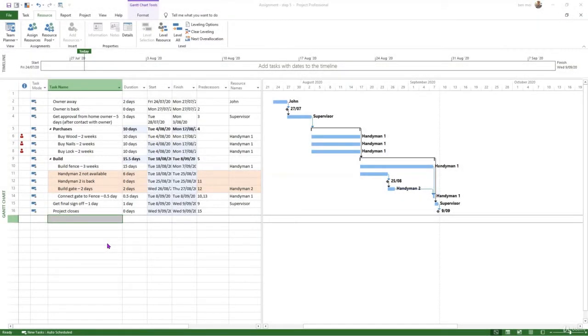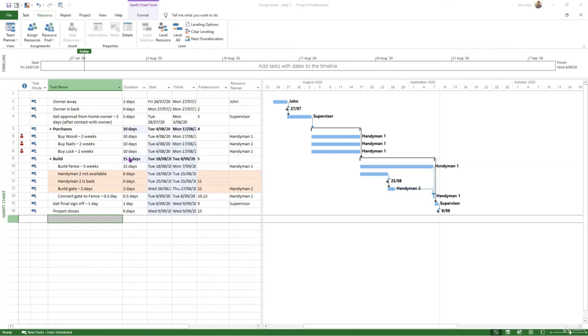So let's review quickly the resource leveling. Resource leveling is Microsoft Project functionality that prevents one resource from being over allocated. A resource is over allocated if it is being used at more than 100%.